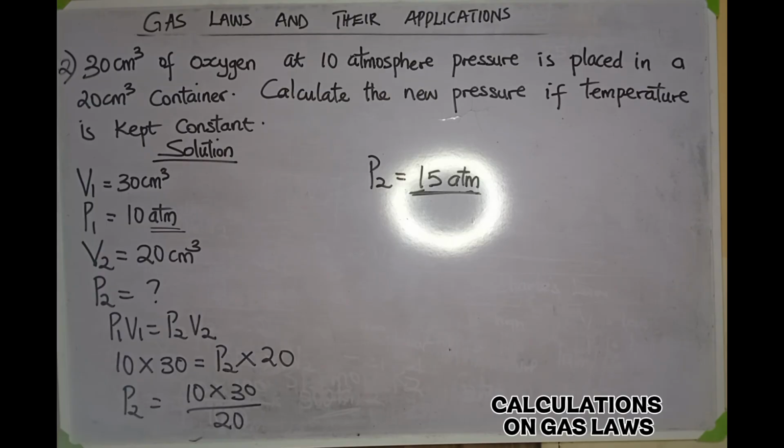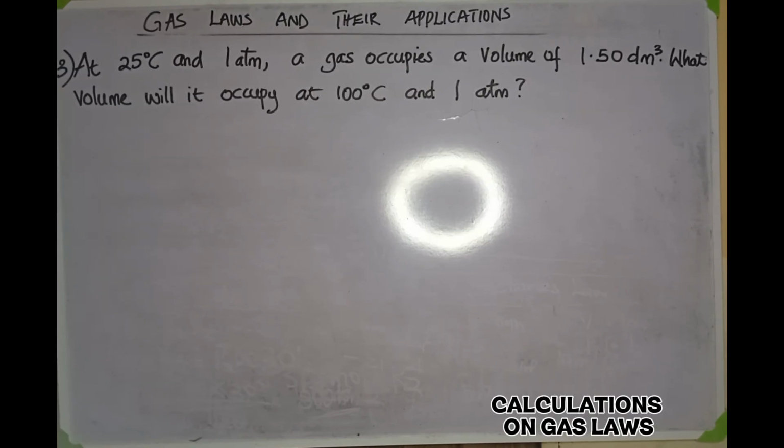So we go again, another question. Okay, we answer the third question. At 25 degrees Celsius and 1 atmosphere, a gas occupies a volume of 1.50 dm cube. What volume will it occupy at 100 degrees Celsius and 1 atmosphere? It's a very simple question.